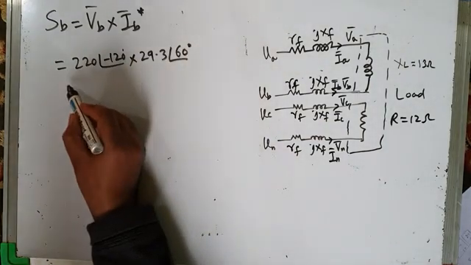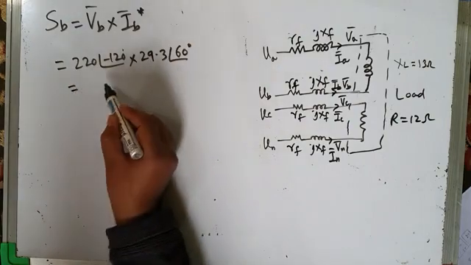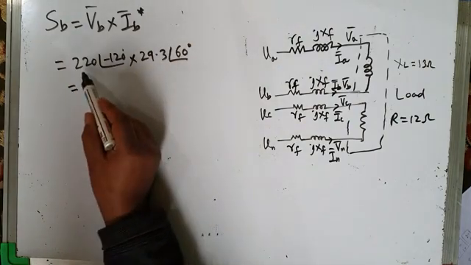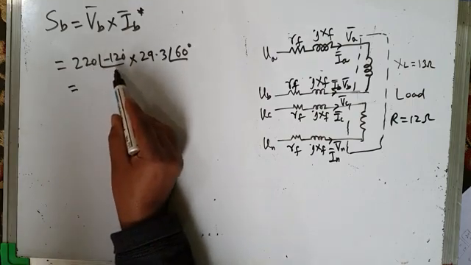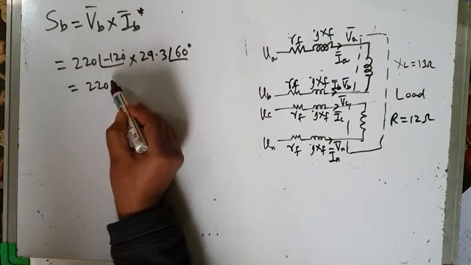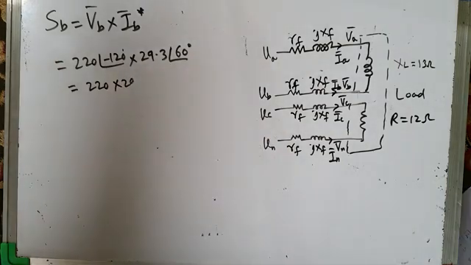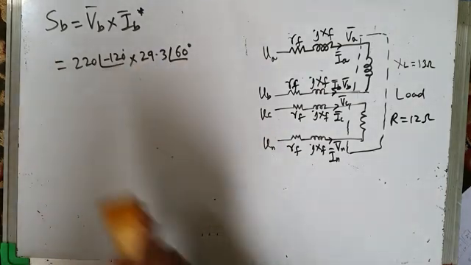Okay, so that will come out to be a similar equation. This is 220 at an angle of, so this will become 220 into 29.3. What is 220 into 29.3?